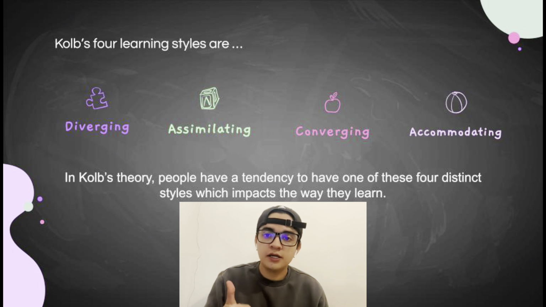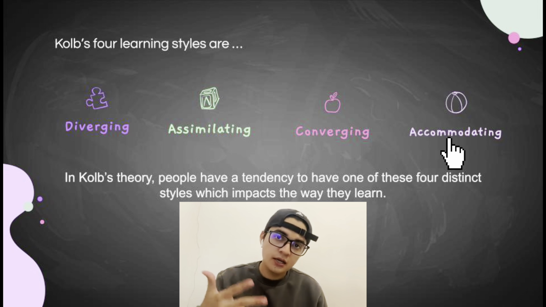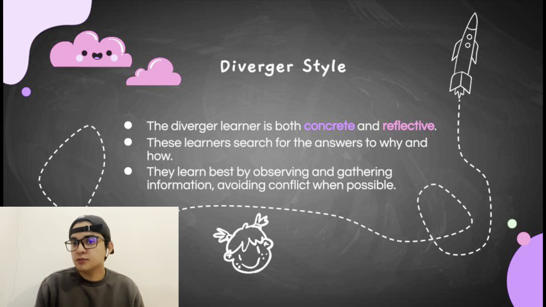So based on the learning cycle, Kolb could develop these 4 learning styles, and also he said that each student has a different style which impacts their own learning. The 4 learning styles are diverger, assimilator, converger, and accommodator. Let's take a look at the learning styles. Starting with the divergent style.